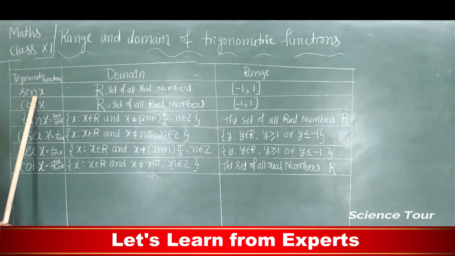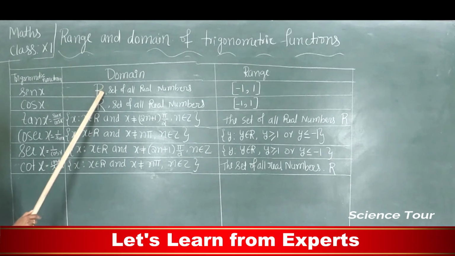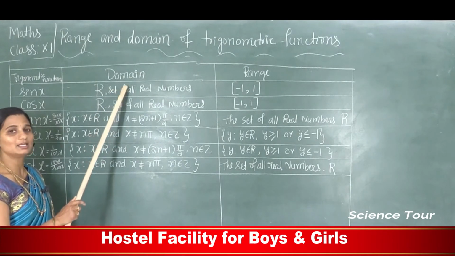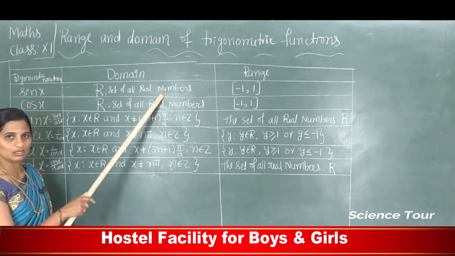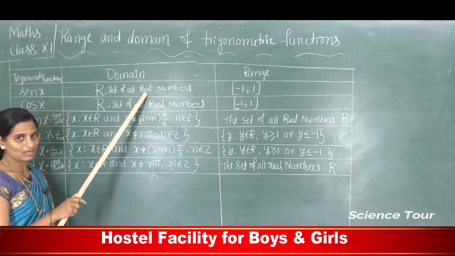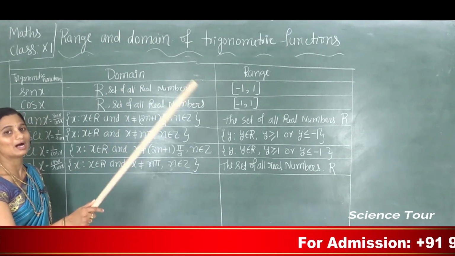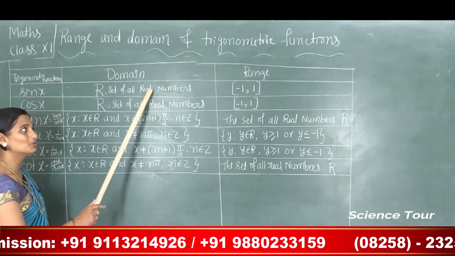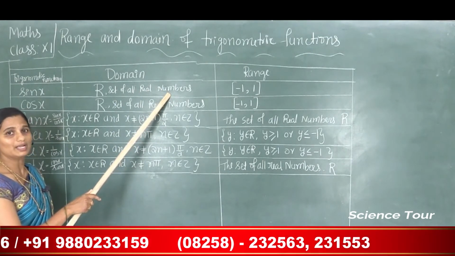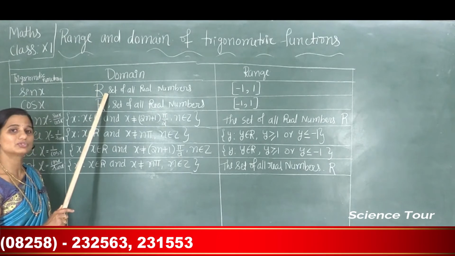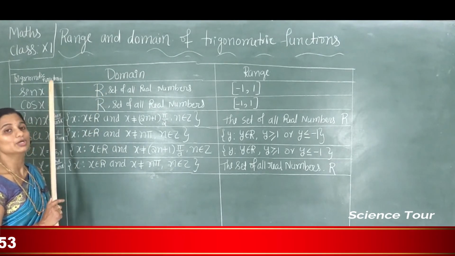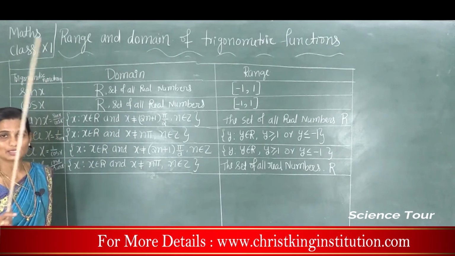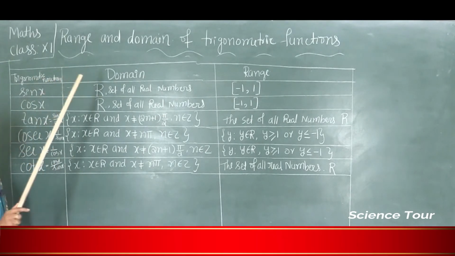So sin x, what is the domain? R. R is what? Set of all real numbers. It means the sine function takes any angle, whether in degree or radian. For whatever angle we define, there is a value other than infinity. That's why the sine function is defined for all real numbers. What do you mean by defined? Defined means if you substitute any real number in the sine function, you should not get the answer as infinity. If you get infinity, then we say that the function is not defined.